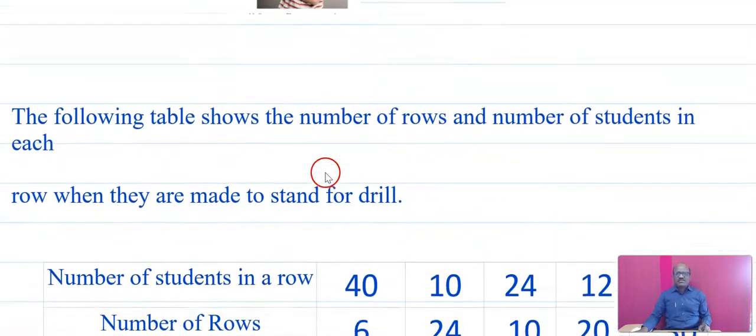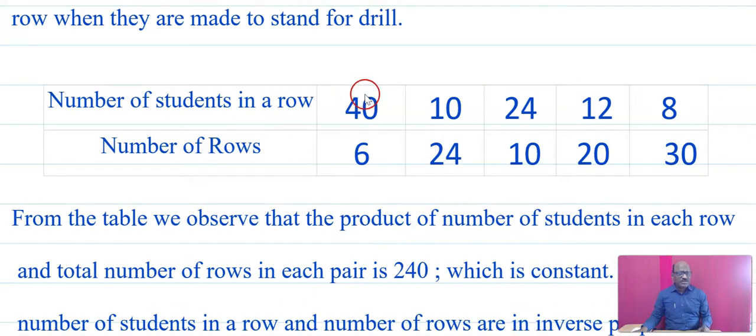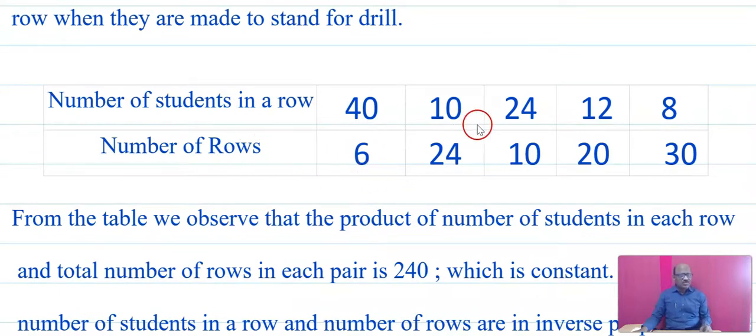Now, the next. The following table shows the number of rows and the number of students in each row when they are made to stand for the drill. Again, I will repeat here. The following table shows the number of students in each row. Number of students in each row is 40, then the number of rows is 6. Number of students in each row is 10, then the number of rows is 24.